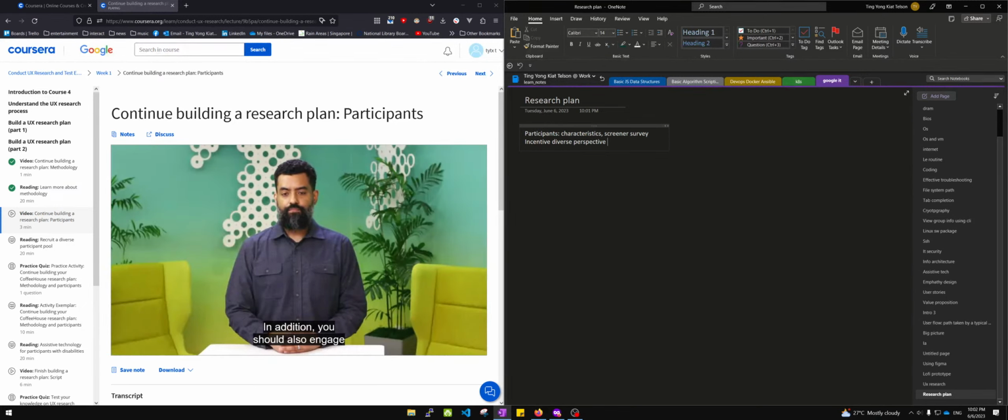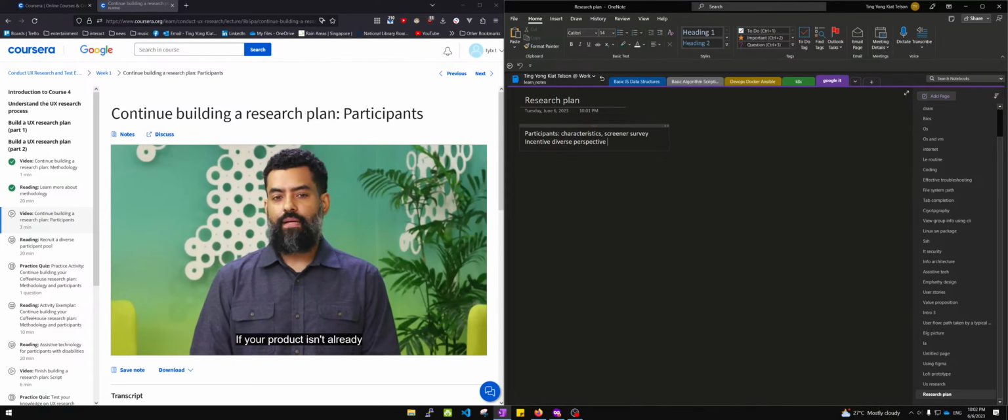In addition, you should also engage participants with diverse abilities during your usability studies. Understanding how people with disabilities use your product is a crucial part of the UX research and design process. If your product isn't already compatible with assistive technology, then you need to investigate how people with disabilities interact with your product. Don't assume you already know the workarounds that someone uses to navigate a product that wasn't designed with their specific needs in mind. Participants in a usability study can provide this feedback firsthand.